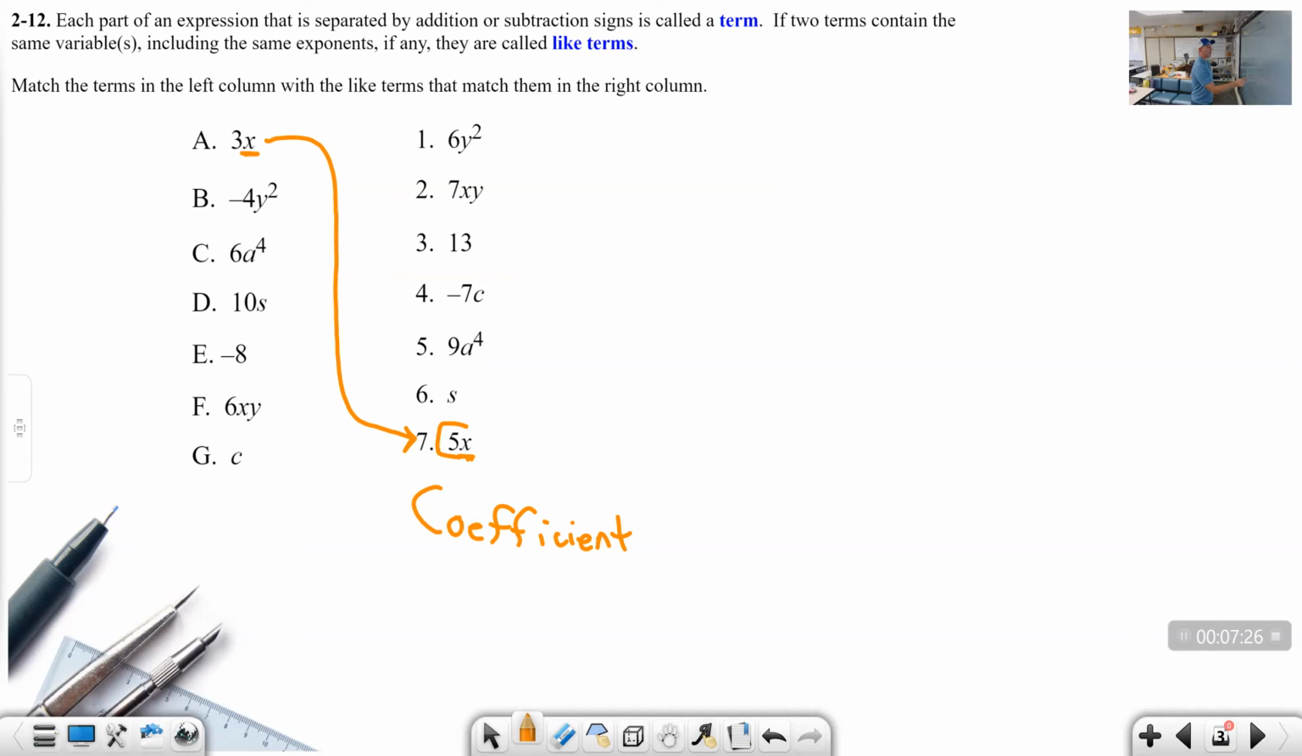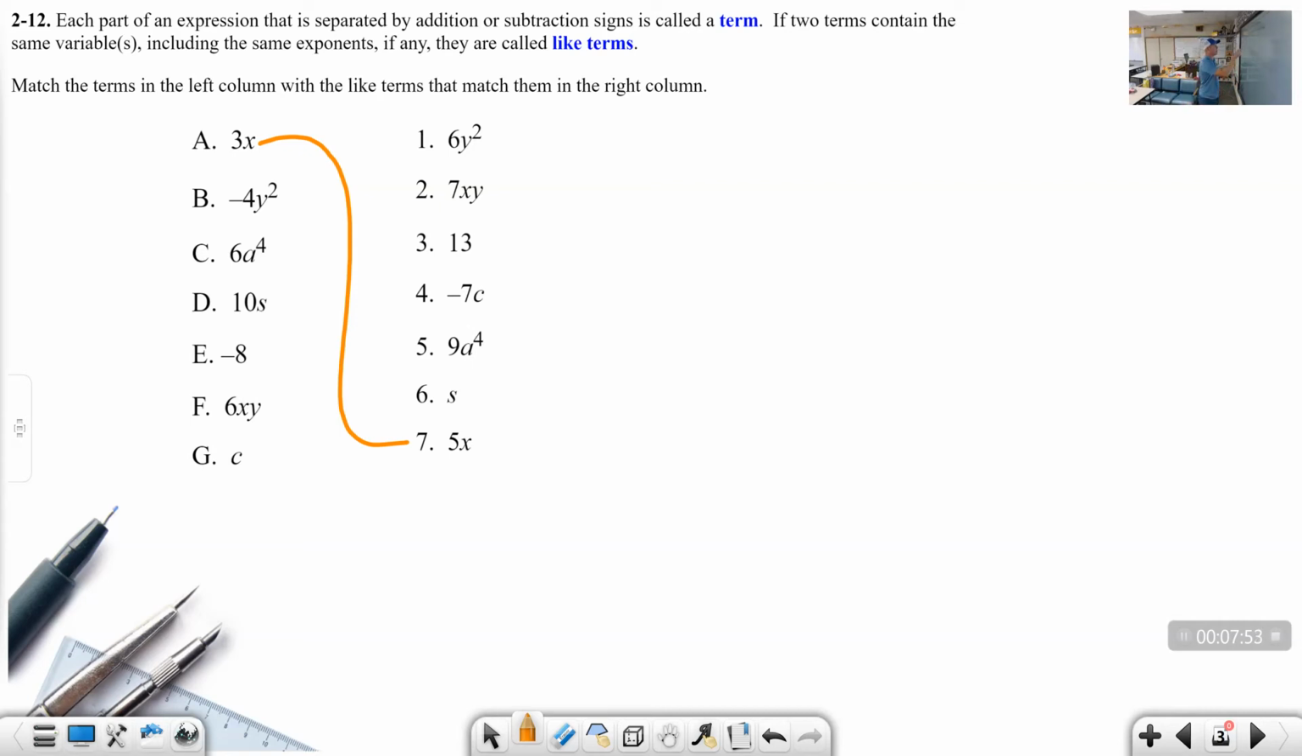Coefficient is the number in front that tells you how many there are. So in this case, there are 5 x's. Imagine 5 blue rectangles. That's what that means. Imagine 3 blue rectangles. That's what it means when it says 3. There are 3 x's. But for right now, all we are doing is matching variables.